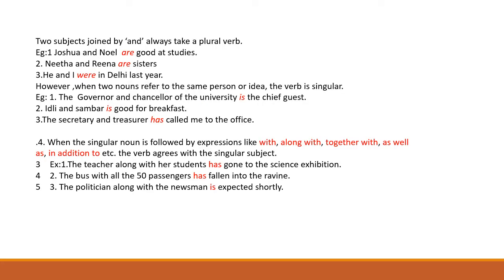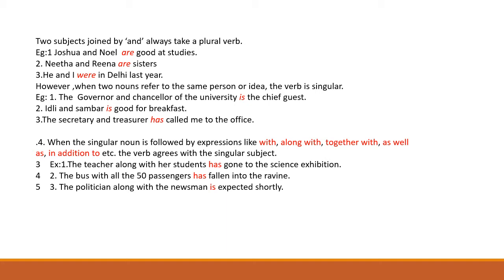Two subjects joined by and always take a plural verb. Listen carefully. Two subjects like Joshua, Noel, joined by and are good at studies. Takes a plural verb. Nita and Reena are sisters. Nita, Reena, two subjects joined by and. What does it take? Plural verb. Are is plural, isn't it?